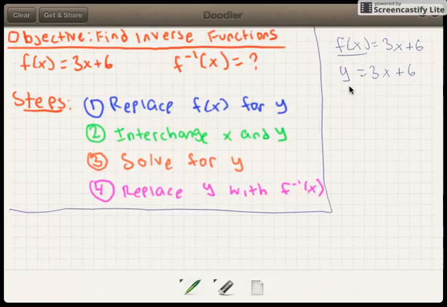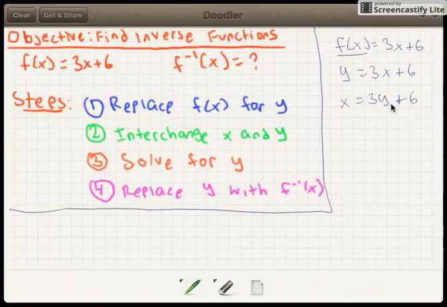Our next step is to interchange x and y. So wherever you see a y, like right here, we're going to put an x, and everywhere you see an x, like right here, we're going to put the y. So it's important to remember that we're not taking the coefficient that's attached to these variables, we're just switching the variables themselves.